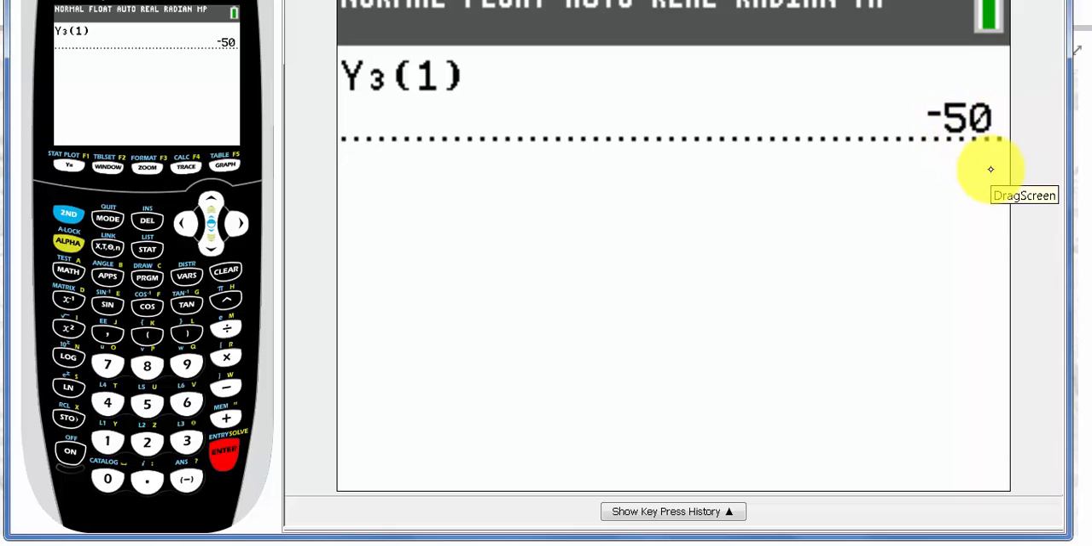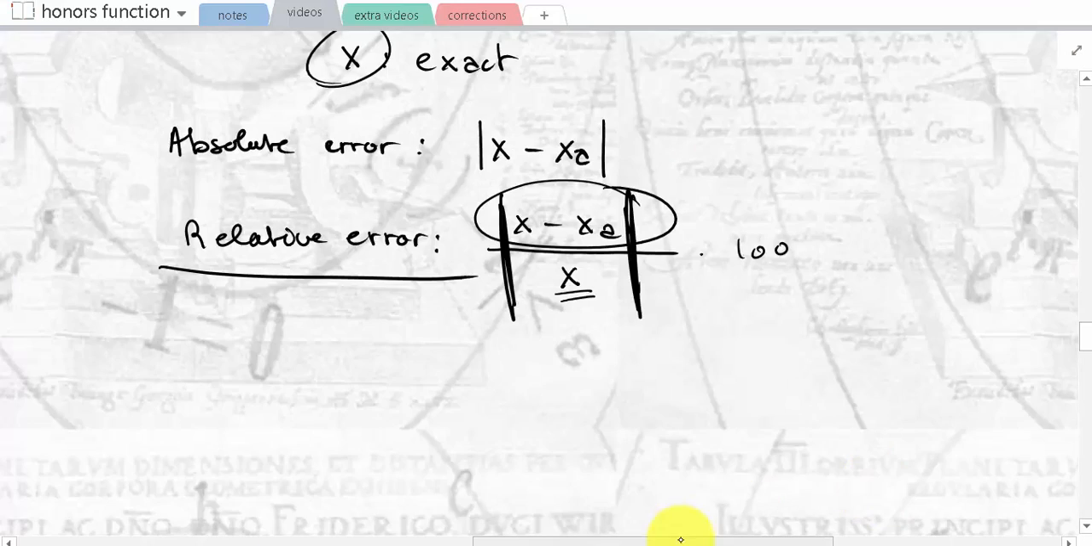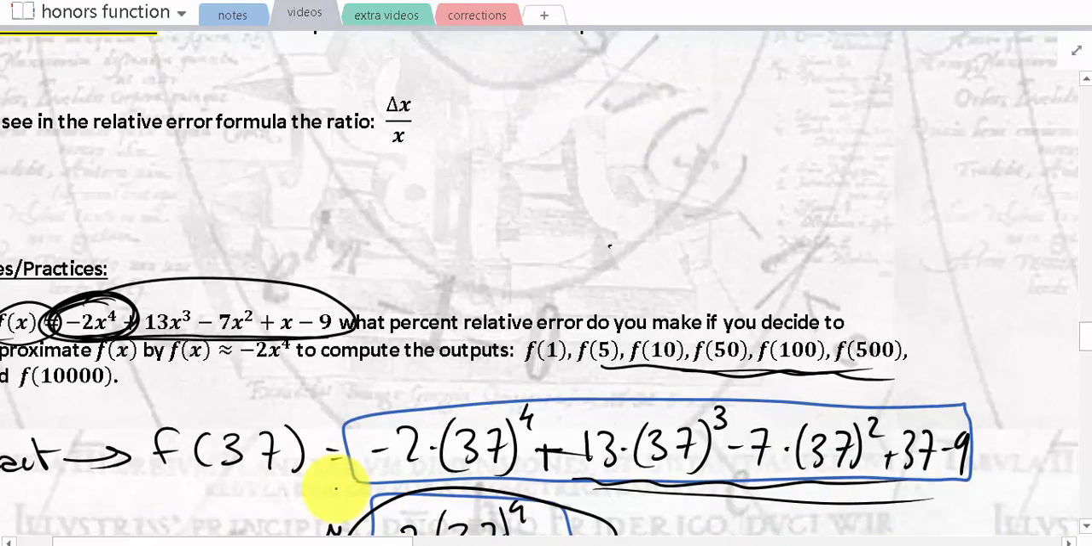That means for every 1 unit that is exact, 0.5 unit may be an error. For every 1 exact unit, the approximation may have a 0.5 unit error. Okay, 50% error. Let's check out the next one. So what's the next one? Is it 5? Yeah, 1, 5, 10, 50. Okay, let's check out 5.